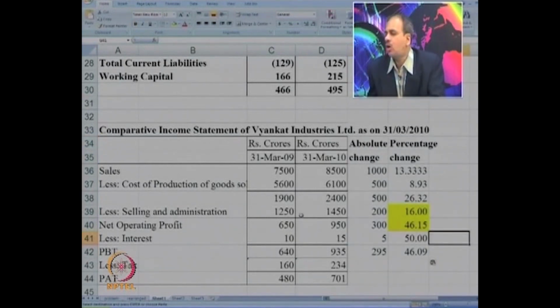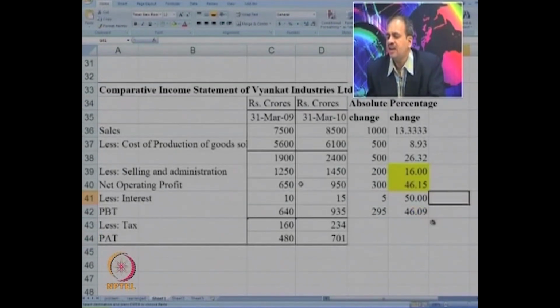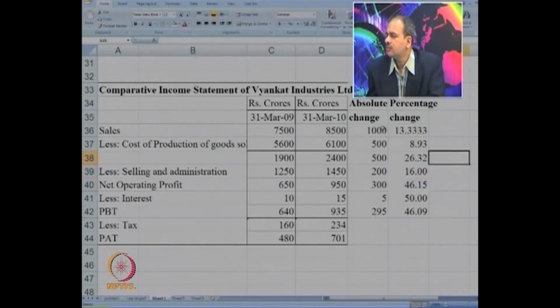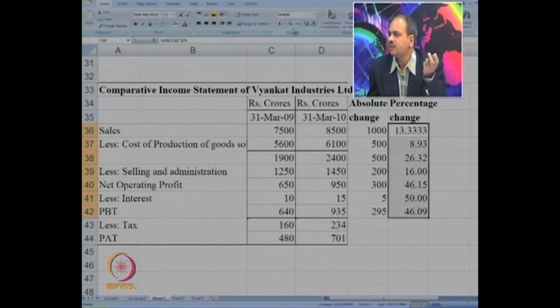So you have the data on sales, cost of production, selling, marketing, admin expenses, interest and profits. So what we have tried to do is, we have seen the percentage change. You can see that the sales have increased by 1000 in the absolute sense, and in percentage terms it comes to 13.33%.